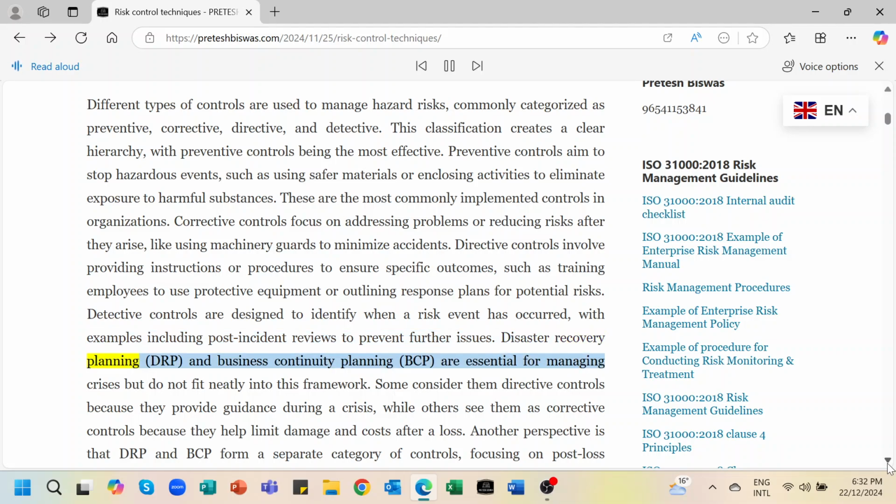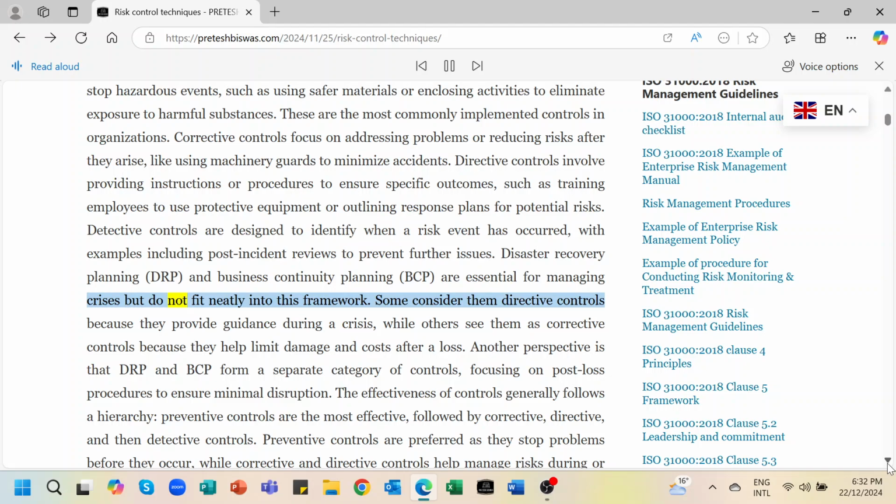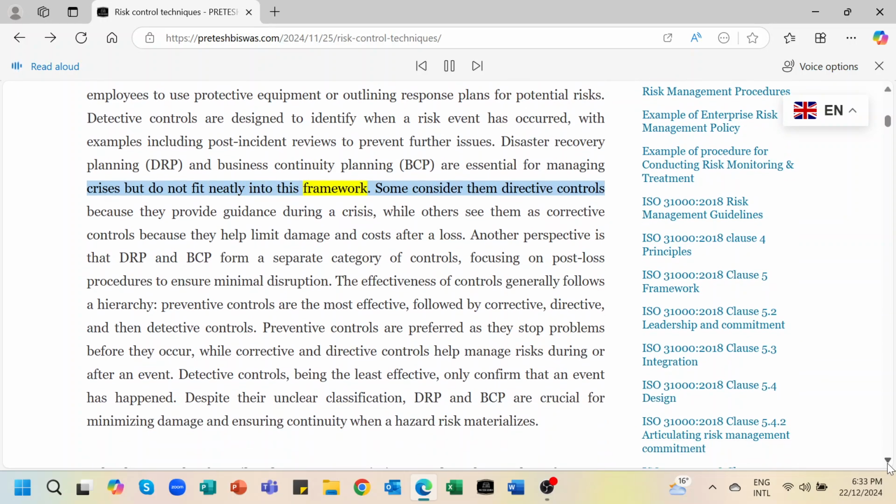Disaster recovery planning, DRP, and business continuity planning, BCP, are essential for managing crises, but do not fit neatly into this framework. Some consider them directive controls because they provide guidance during a crisis, while others see them as corrective controls because they help limit damage and costs after a loss. Another perspective is that DRP and BCP form a separate category of controls, focusing on post-loss procedures to ensure minimal disruption. The effectiveness of controls generally follows a hierarchy.